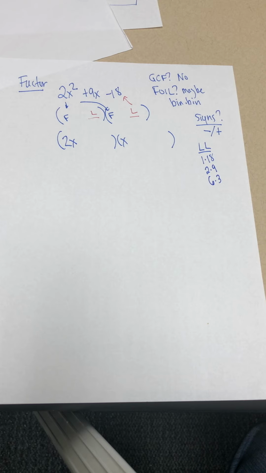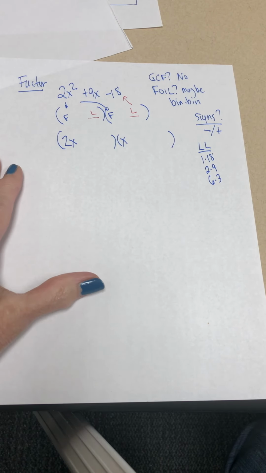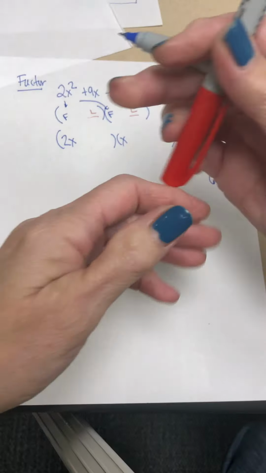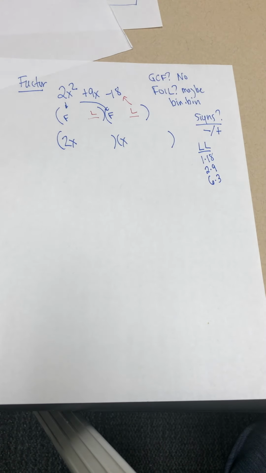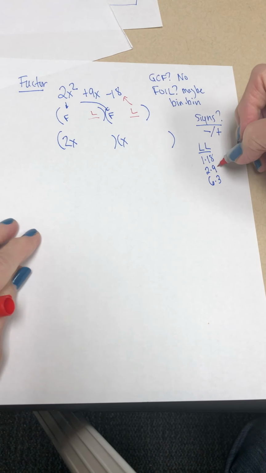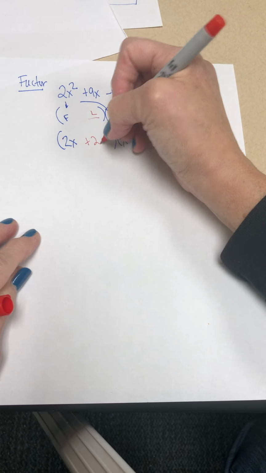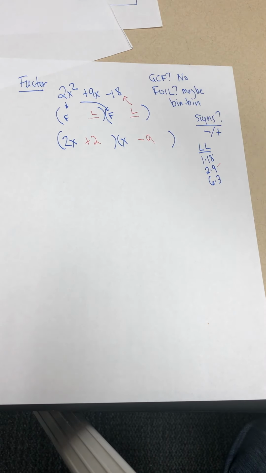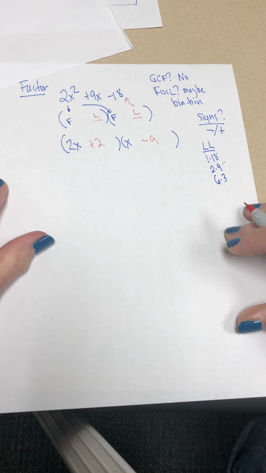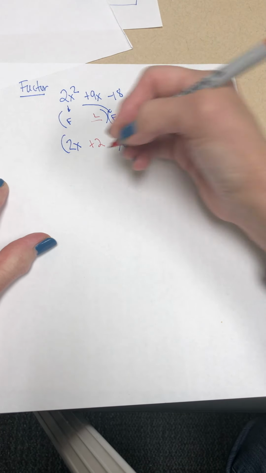Now, there is something that I can show you that will help you guess. Let's do a very bad guess, and what you want to do is avoid bad guesses. Let's guess the 2 and 9, and let's put the plus 2 here, and let's just randomly make this minus 9 for now. Okay. This cannot be right.